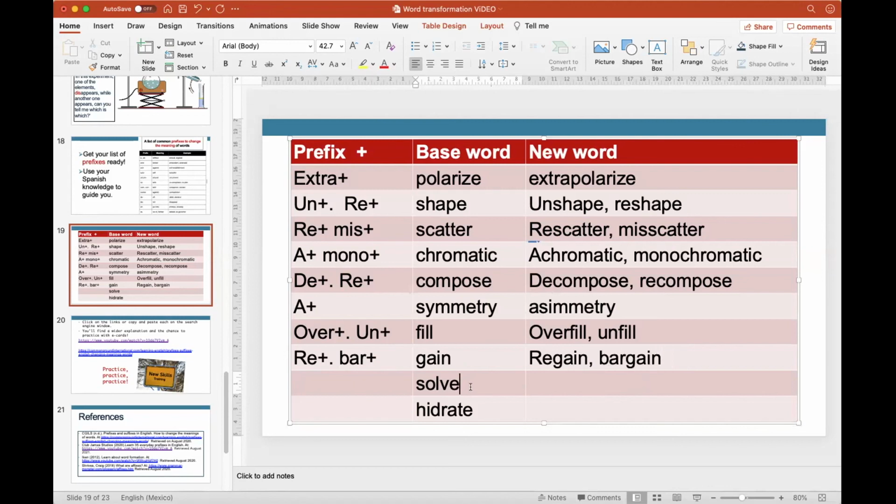Excellent. Very nice. Solve. Dissolve. In. On solve or here? So. Solve. In. In? And. Within.